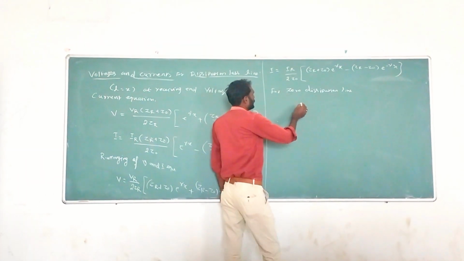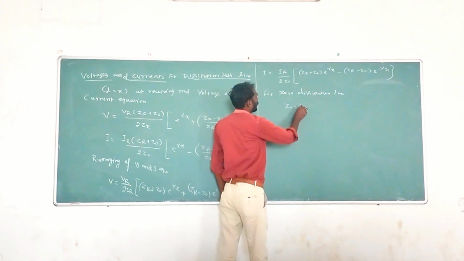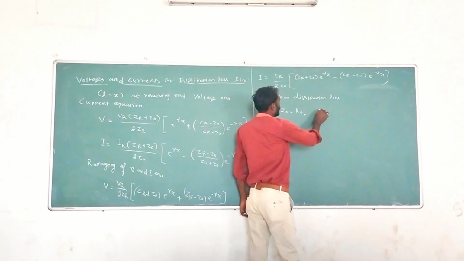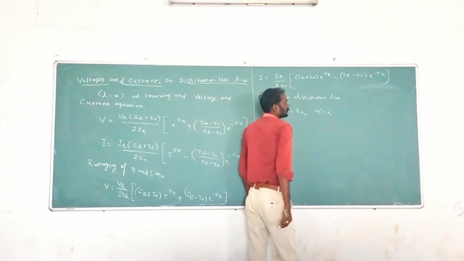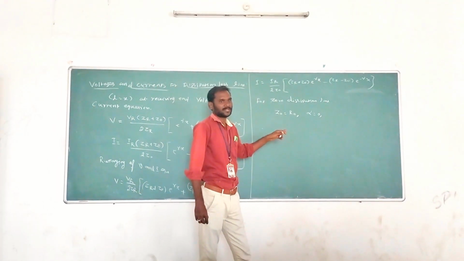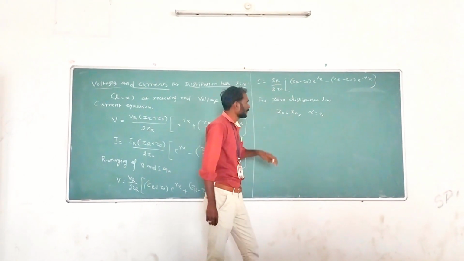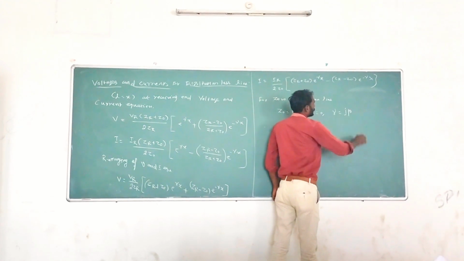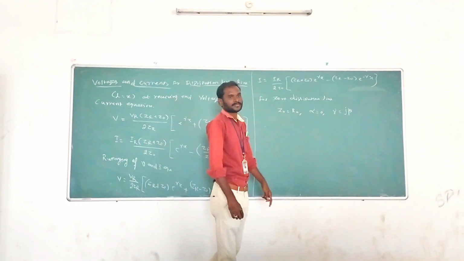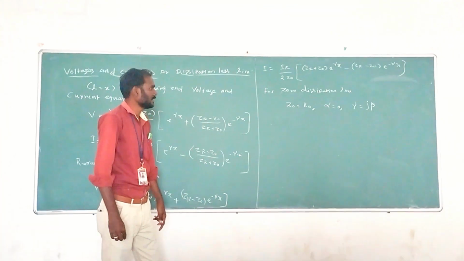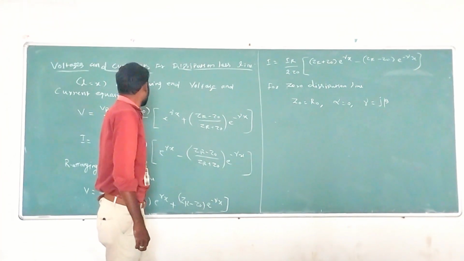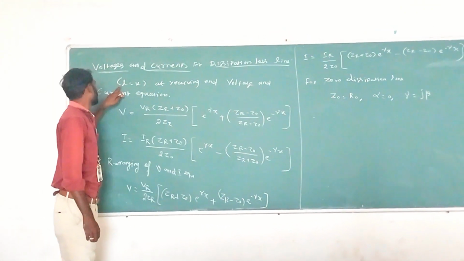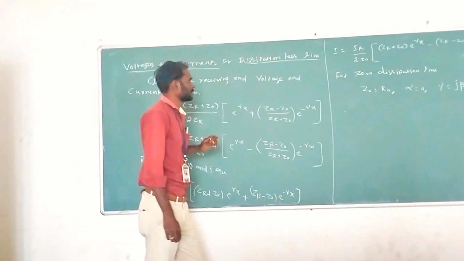For the zero dissipation line, we know Z0 is equal to R0 and alpha is equal to 0. So for the dissipationless line, gamma is equal to only j beta. Right? So with the length L equal to X, we are substituting X.